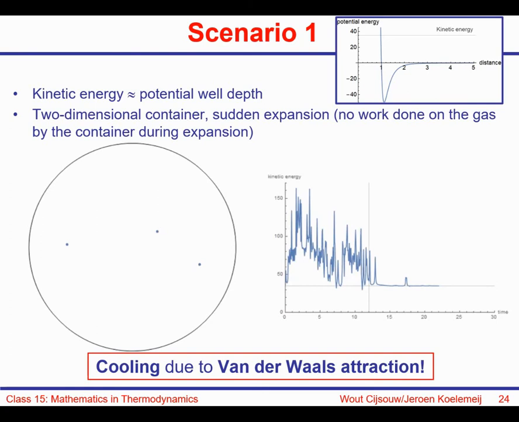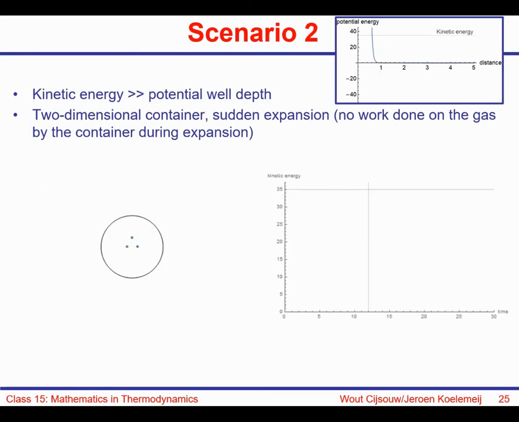Let's have a look at the other scenario, where the kinetic energy is much greater than the potential well depth. We still have the same container, and we're going to do a similar simulation. We have the same kinetic energy. And this is the initial configuration that I was just talking about, the 3 molecules sitting in such a way that the potential energy is exactly 0. The only thing that happens initially is they have velocities in a certain direction. So let's start the simulation again.